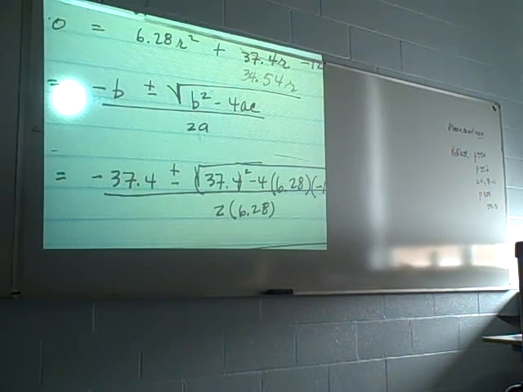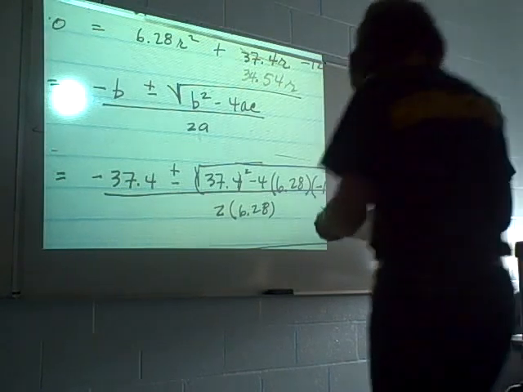The quadratics. Would you even think of doing this by factoring? I mean, no. I actually tried it first. Did you really? Yeah. Okay. All right.